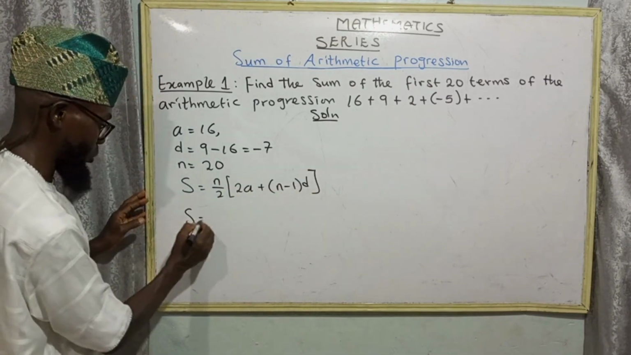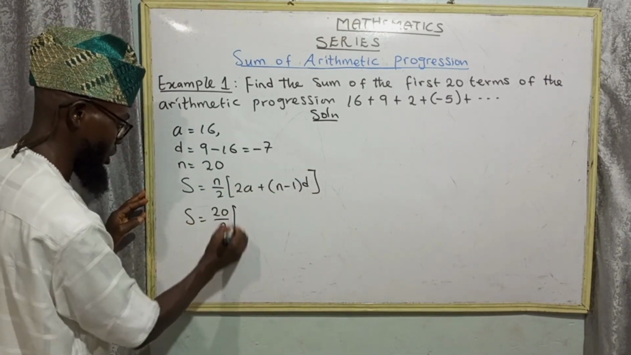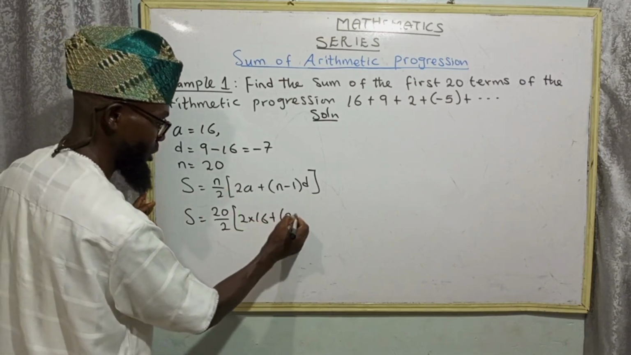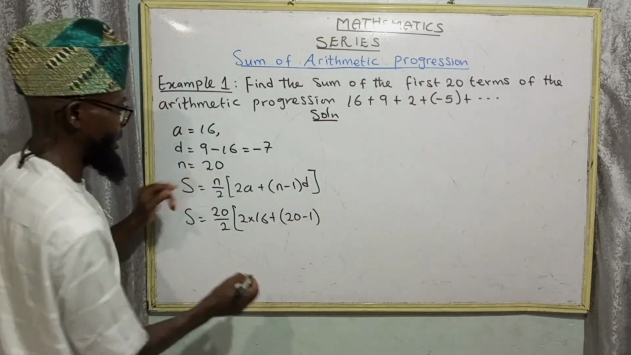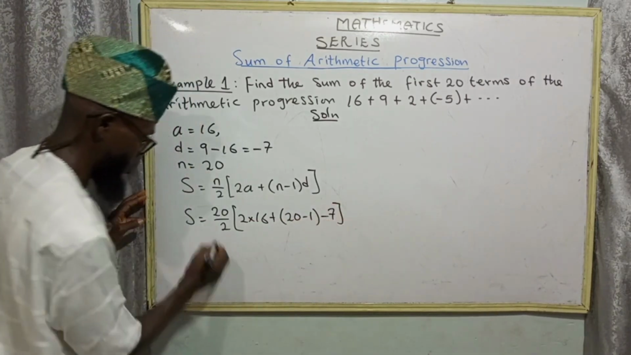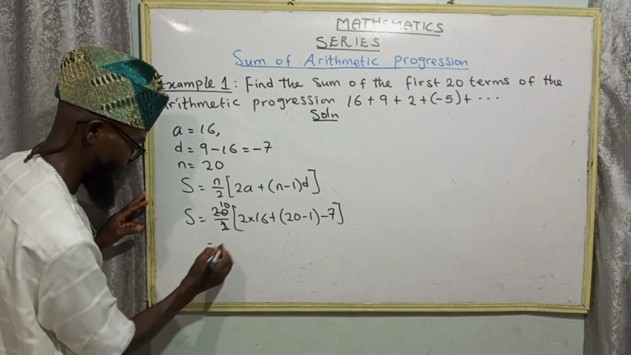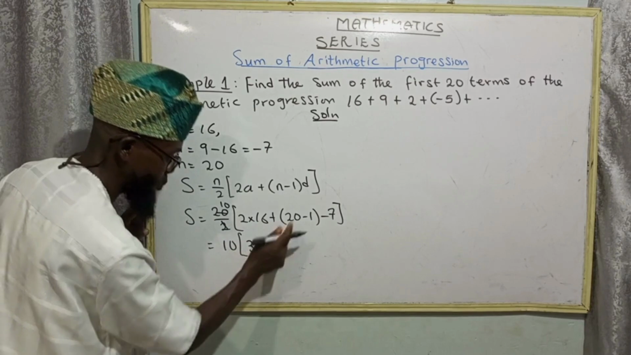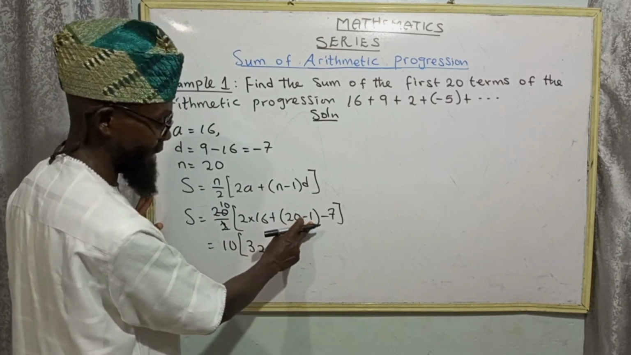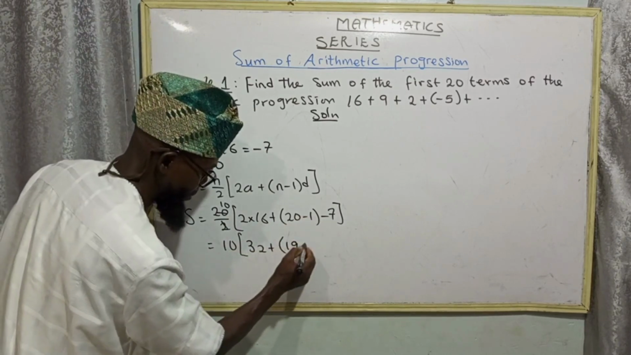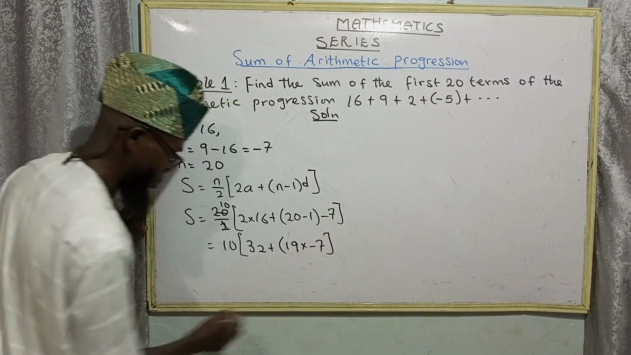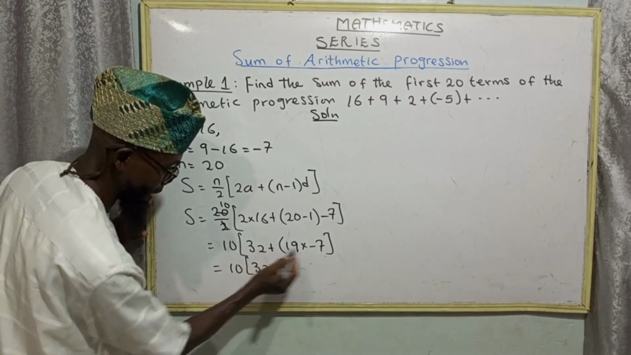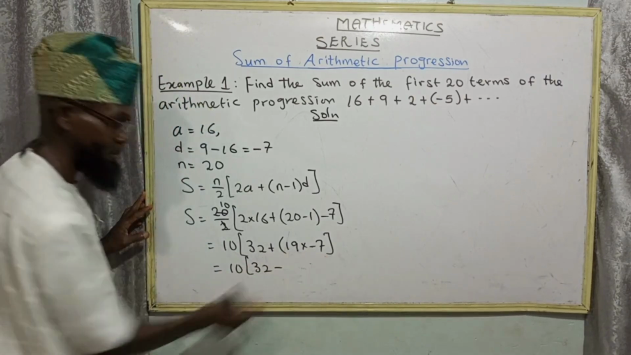So our sum equals 20 over 2, open bracket, 2 multiplied by our first term, 16, plus number of terms, 20 minus 1, close bracket, our d, minus 7. So 2 here 1, 2 here 10. So we have 10, open bracket, 2 times 16, 32, plus 20 minus 1, so we have 19. So I'm going to have 19 multiplied by minus 7. So here I have 10, open bracket, 32, plus times minus, I have minus 19 times 7.